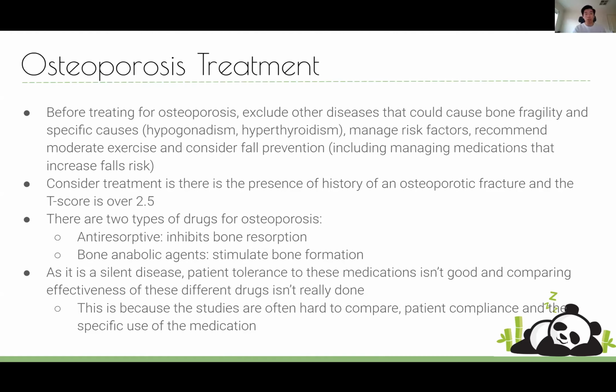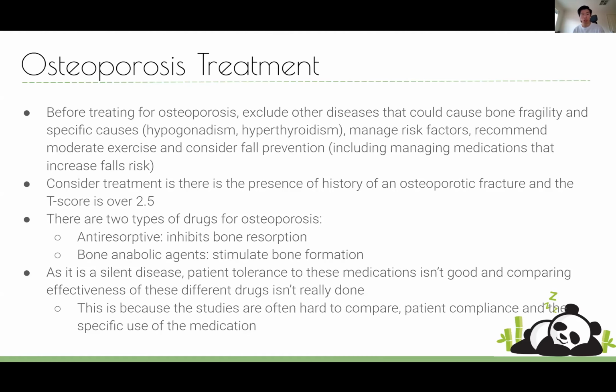So before treating for osteoporosis, you have to exclude other diseases that could cause that bone fragility, such as hypogonadism or hyperthyroidism, which Gavin covered before, and manage the risk factors that can cause it, and recommend moderate exercise and consider fall prevention strategies. Because whilst we have treatments for it, they have side effects, and you don't want to give medication unless you have to. So always consider your non-pharmacological approach, as we've talked about before.